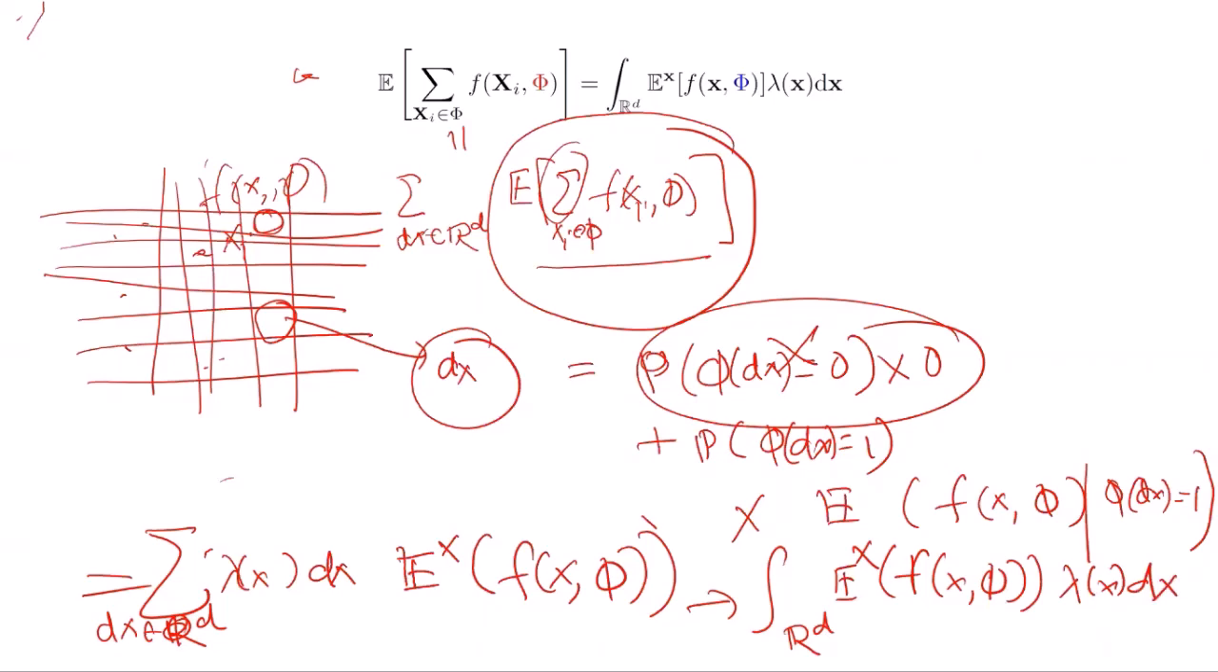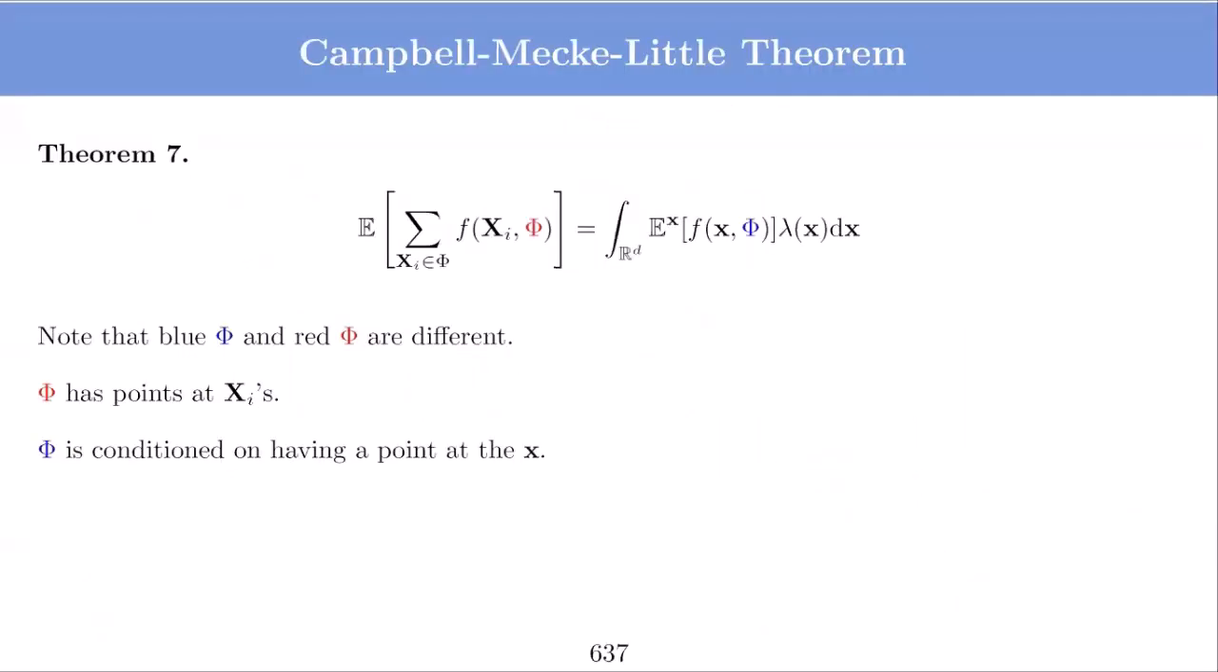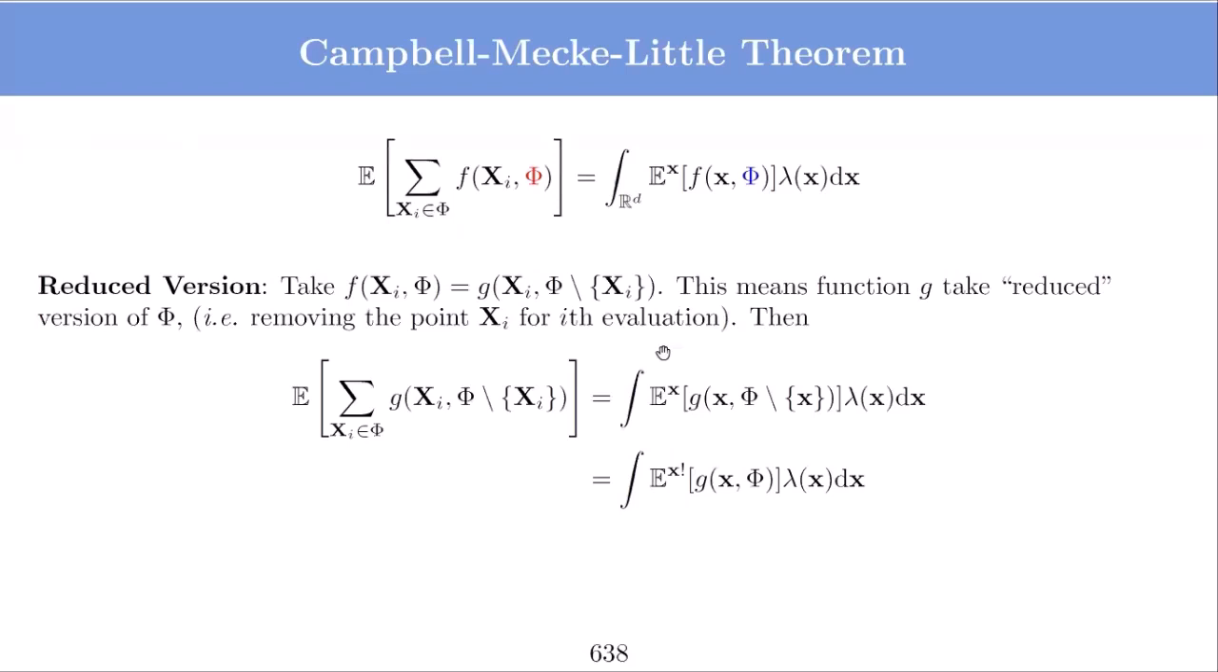So this is how we get this result. You can also understand this in the way that if I divide into small intervals, these are the total number of points in the set, and this is the expected value of the function, assuming that there is a point at x. So that is the basic version of the Campbell-Mecke theorem. But there are multiple versions available which can be applied for different applications, and they are basically the same thing, just in a different form.